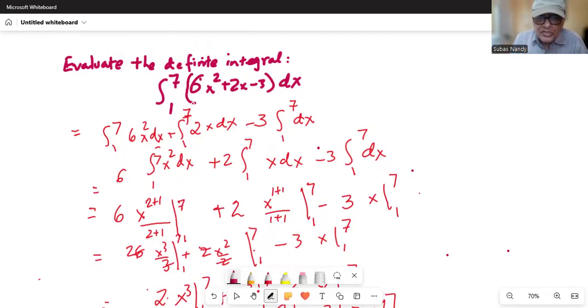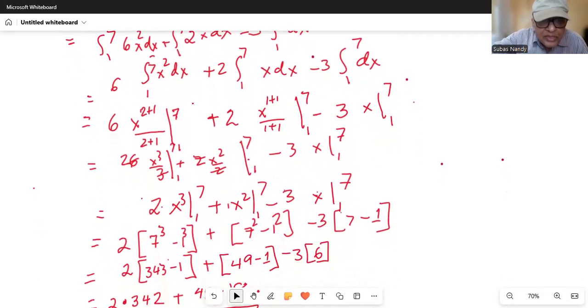So again, separate the terms, limits of integration from 1 to 7: 6x squared dx plus 2x dx, limits 1 to 7, minus 3, 1 to 7 dx. Now, you can bring the 6 outside. Integration of x squared is x cubed by 3, which I do in this step. In the denominator it's 3 because the x exponent increases by 1, you divide by the same term. 2 plus 1 is 3, you divide by 3. 3 goes into 6 two times.